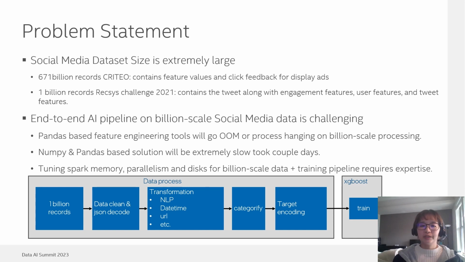If we use NumPy, even simple transformations will be extremely slow, taking a couple of days to complete. So we are now influencing our customers and stakeholders to use Spark, and trying to solve the problem of them understanding Spark memory tuning, parallelism, and the disk shuffle spilling mechanism. That is why we are building our end-to-end pipeline for billion scale, so they can easily use it.